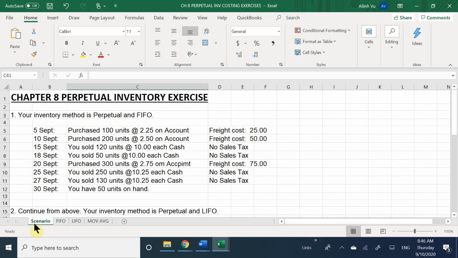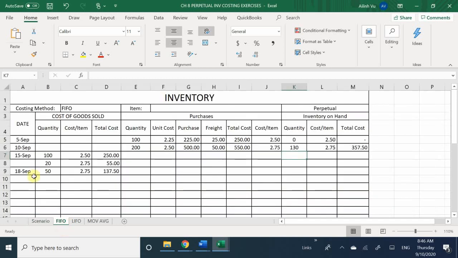Then what happened next on September 20? Purchase 300 units at 275. Freight is $75 on September 20th. Perfect. So 275 and $75 freight. Cost. Okay. So September 20th. Oh, I put June. September 20.